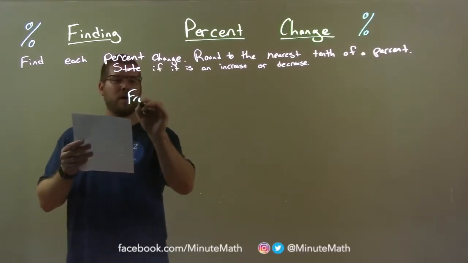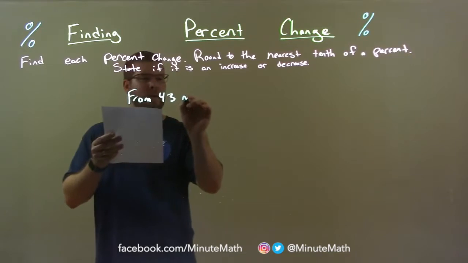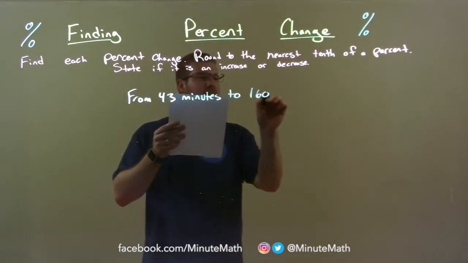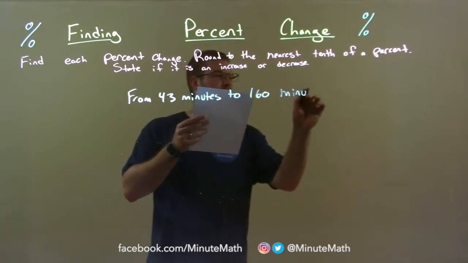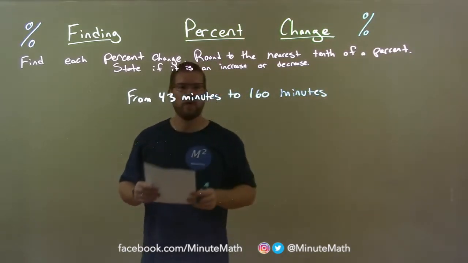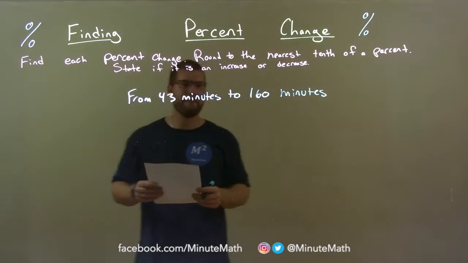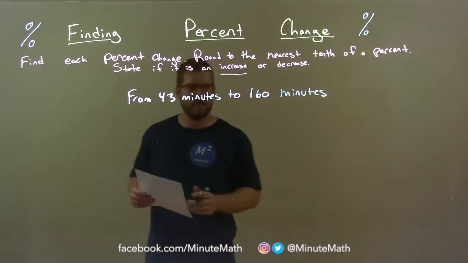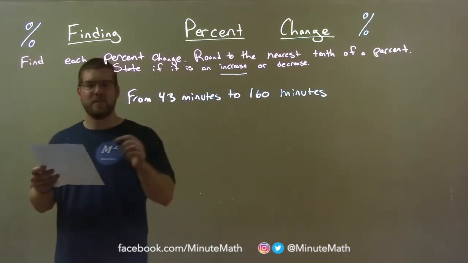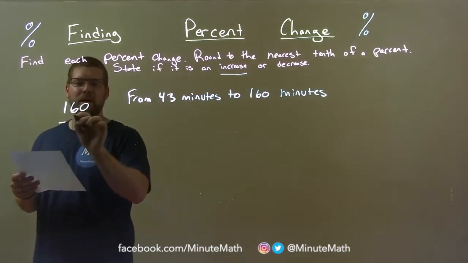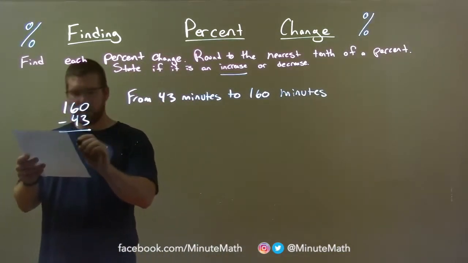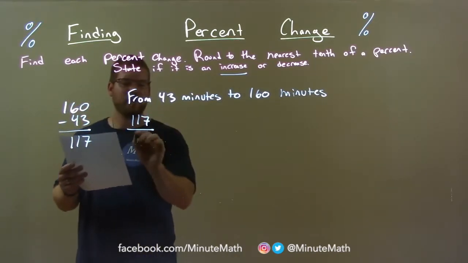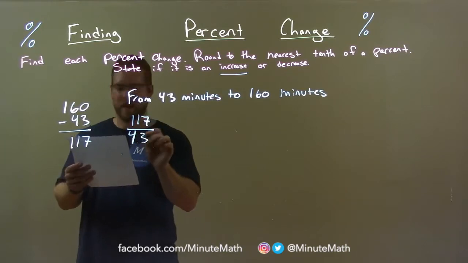From 43 minutes to 160 minutes. Okay? 43 minutes to 160 minutes. Well, this is clearly a classic case of an increase right there. Increase, we're going up. Difference between the two, 160 minus 43, gives me 117. Take that 117 divided by the first number, which is a good old 43.